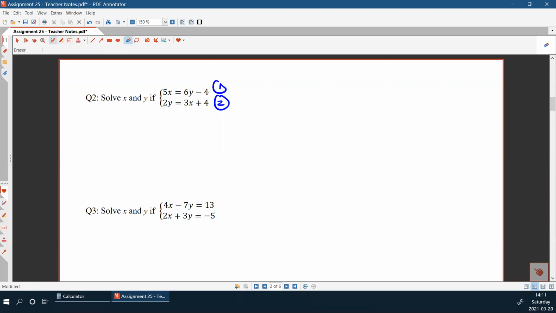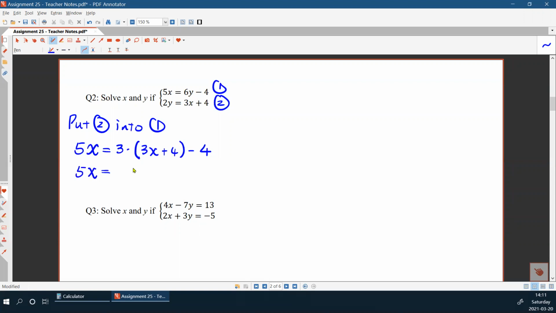well, actually we can just directly put equation 2 into 1, right? So that means 5x equals 6y. 6y is 3 times 2y, right? 2y is 3x plus 4 and minus 4. So that means 5x equals 9x plus 12 minus 4, right?